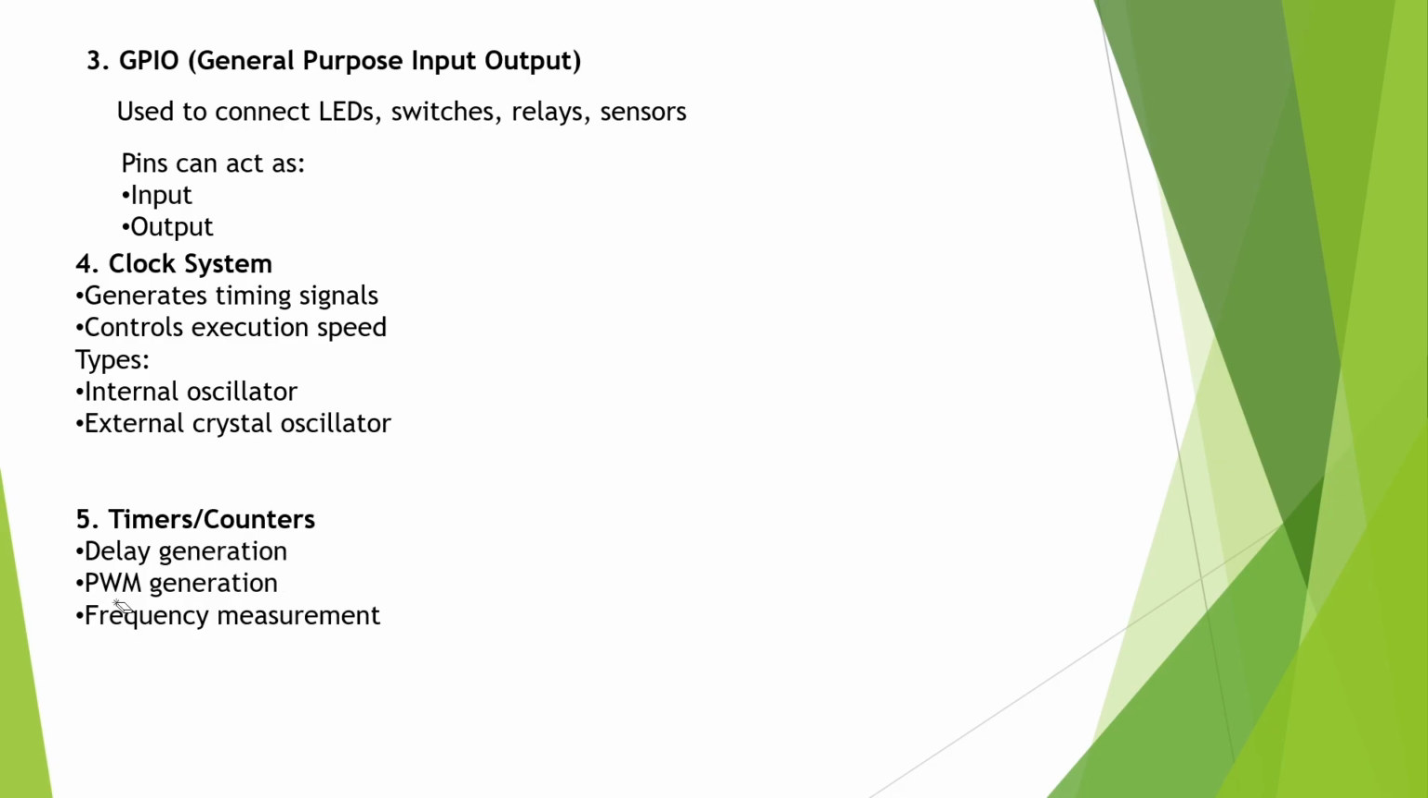The other peripheral is the timers. Why is a timer used? Timers and counters are used to generate delays and also PWM generation. PWM is very important in embedded systems, and delay is also important. What is PWM? It's pulse width modulation.